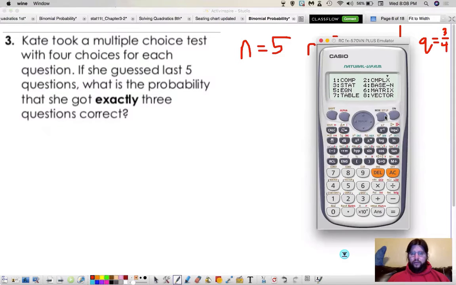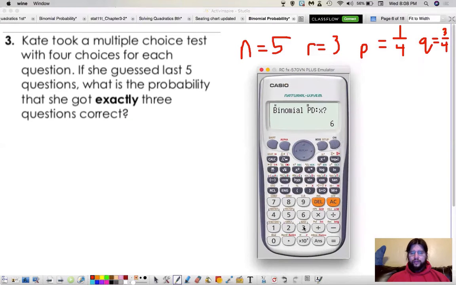So go to mode, down, 3, 4, 2, type it in. 3, 5, you can do 1/4, you can do 0.25, you get the same result either way. You cannot do 0.333 though, that's not the same as 1/3. And this is what the calculator spits out.